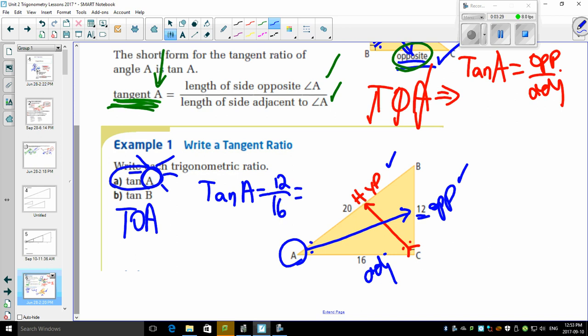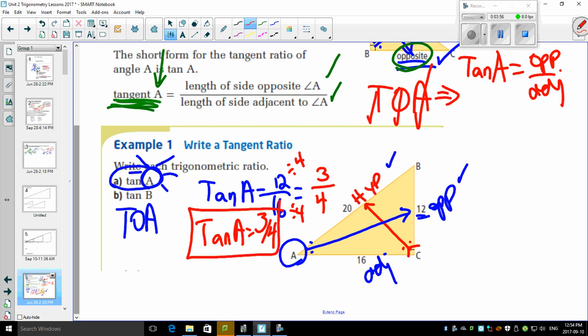Now, you should actually reduce this down because eventually you're going to start doing a calculation with this, and the instant you put it into the calculator, it reduces it anyway. So let's look at the simplest form of this. Divide that by 4, divide that by 4. Those are two numbers that can go into both the top and the bottom. That gives you 3 over 4. So the tan of A technically is 3/4. Beautiful. Now that's good to go.